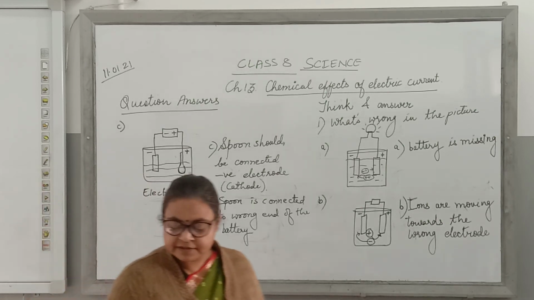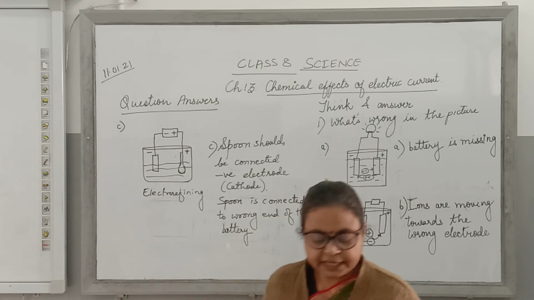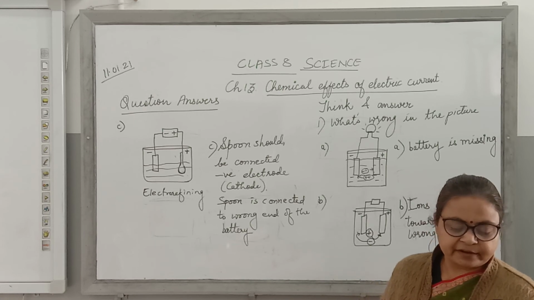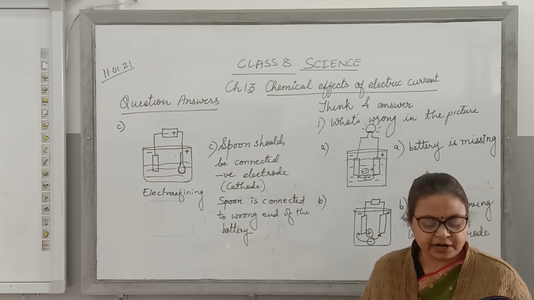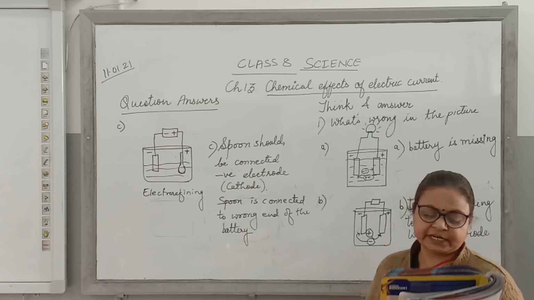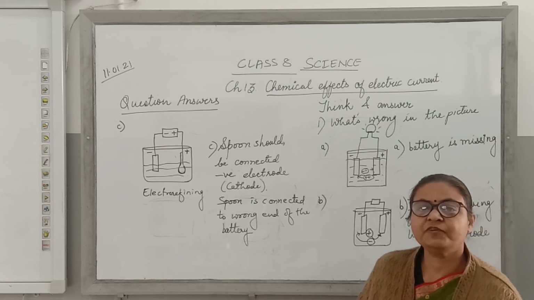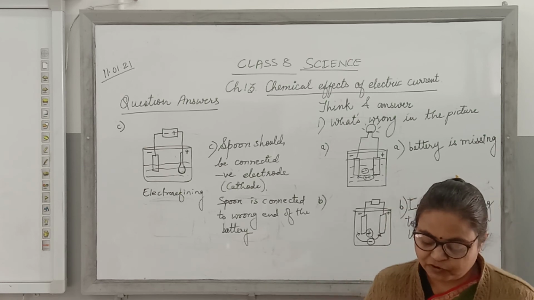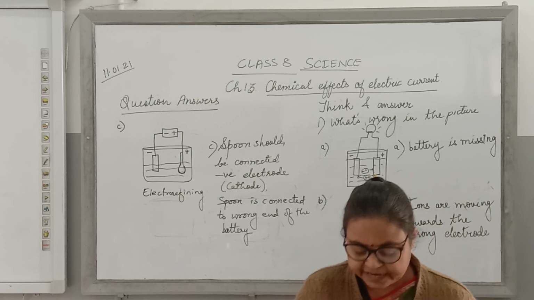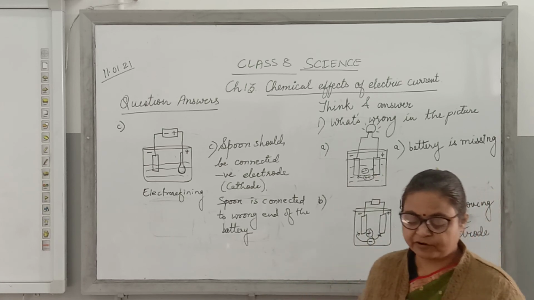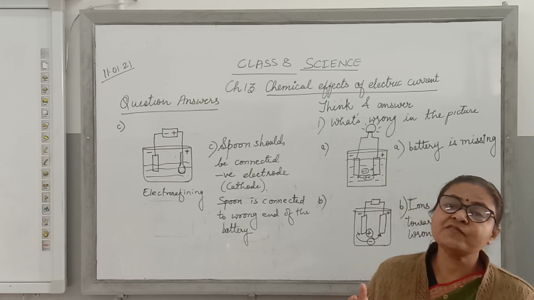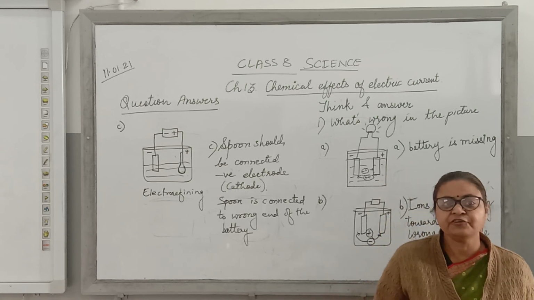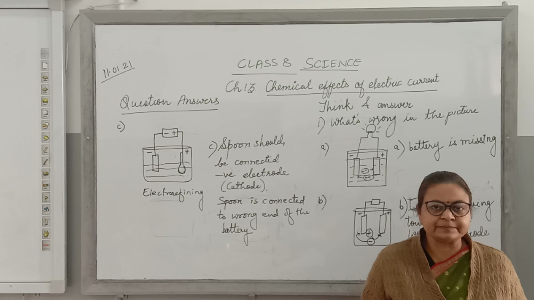Now let's see the second question of think and answer. If we bring a magnetic compass near the wire in the setup shown in the figure alongside, what do you think will happen to the needle? They are asking, if we bring a magnetic compass near the setup which is shown over here, there is a battery, LED is there, 2 electrodes, everything is correct in this picture. What will happen to the needle, compass needle? Whether there will be any deflection in it or not? That is the question. Right?